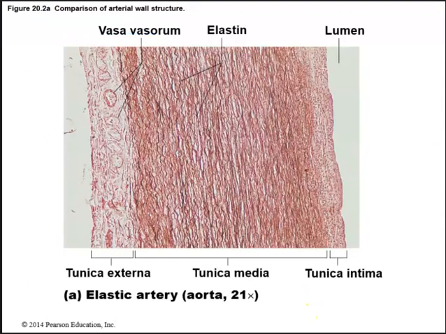So we see this familiar slide. We see the different layers of an elastic artery. This is the aorta, actually. So we have that centralized lumen. We have that innermost layer, which is the tunica intima, and then this very thick middle muscular layer. This is the tunica media with a high elastin content, and then the outermost layer being the tunica externa, made up of connective tissue, also called the tunica adventitia.